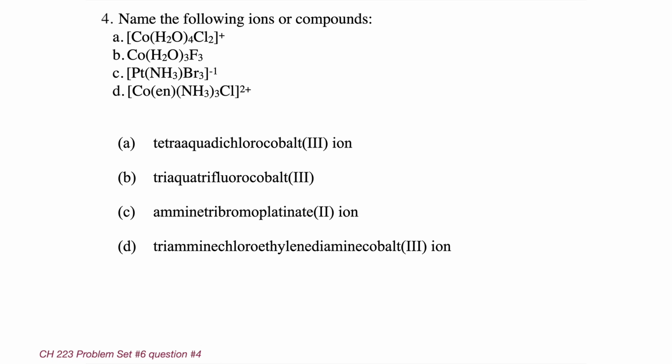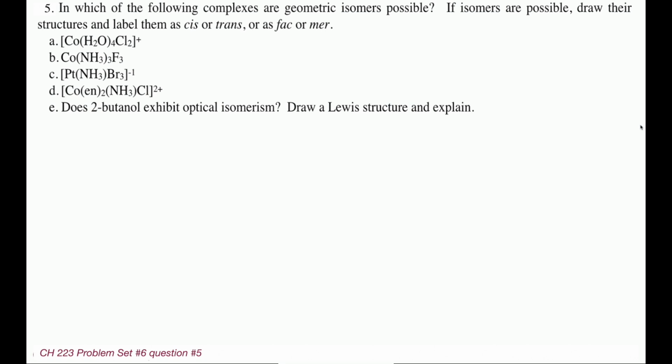No problem at all. We're going to revisit the idea of geometrical isomers when it comes to coordination compounds and complex ions. And it says if isomers are possible, draw the structures, label them cis, trans, fac, and mer. We'll talk about that. The first one is kind of like the one we saw earlier with the aquas.